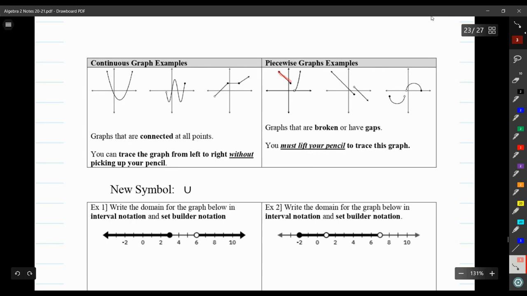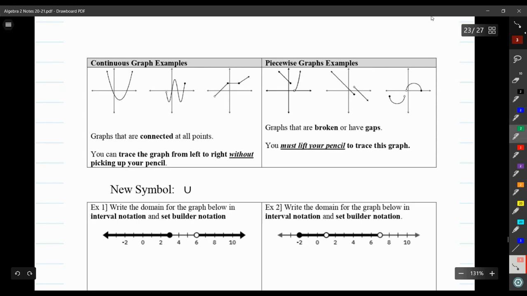I can trace here, but then I have to pick up my pencil and put it here to get the rest of it. I can trace here, pick up my pencil, put it down to trace some more. Same thing with this one. Curve, pick up, curve. These are all piecewise graphs because they're broken.